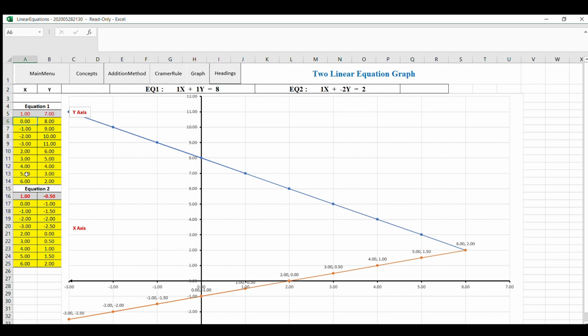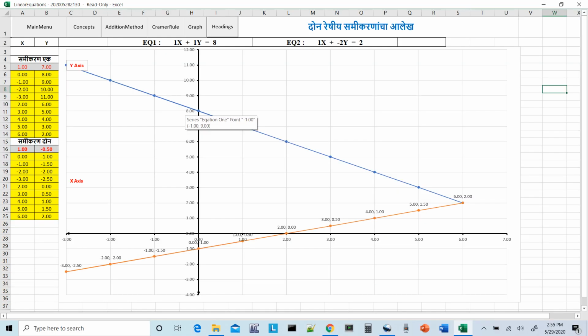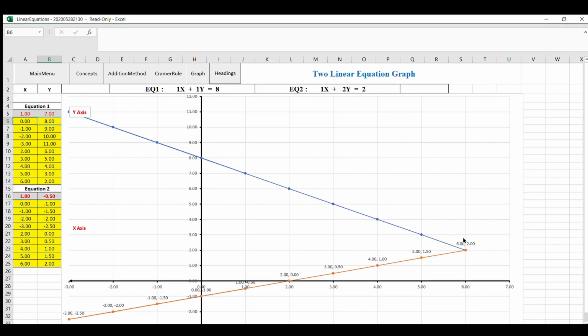So I have assumed some x values 0 to 6 and then I calculated the associated y, and using these xy pairs the computer has drawn the graph. So there are two lines. The blue line is for equation 1 and a red line is for equation 2. Now what is the solution for this x and y? If you look at it, look at the point of intersection. What is the point of intersection?